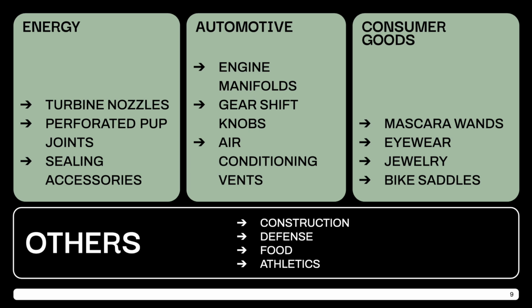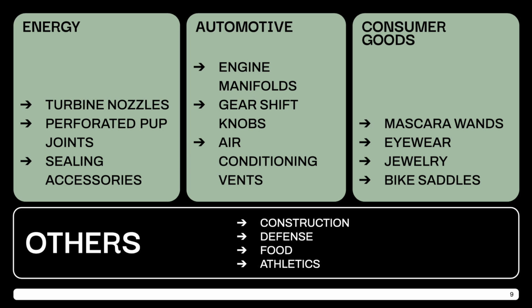It can also be used in energy to make turbine nozzles, perforated pup joints, and different sealing accessories. For the automotive industry, it can be used to make engine manifolds, gear shift knobs, and air conditioning vents. It can also be used for different consumer goods, such as mascara wands, eyewear, jewelry, bike saddles, you name it. There are plenty of other industries that can benefit from this. There are technologies to 3D print houses using cement. There's plenty of applications in defense for customized tools and weapons.